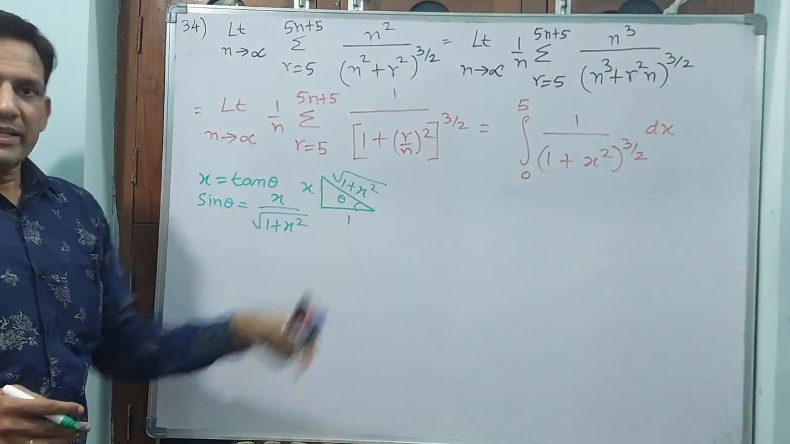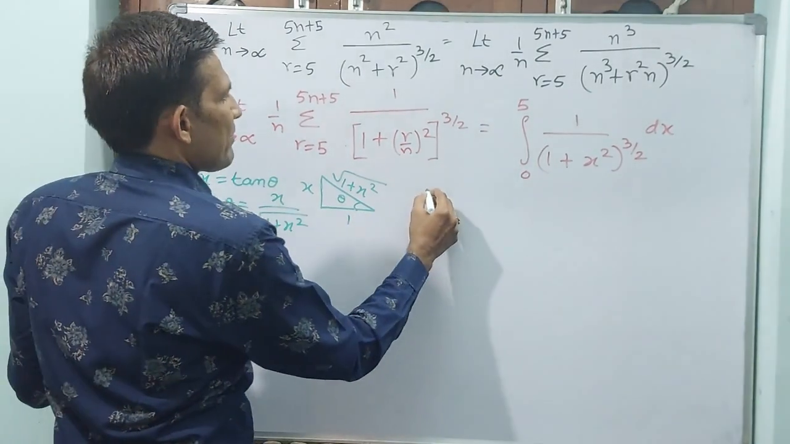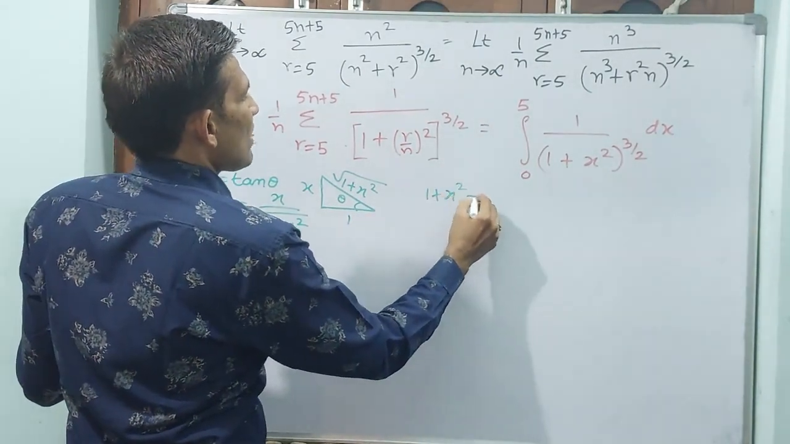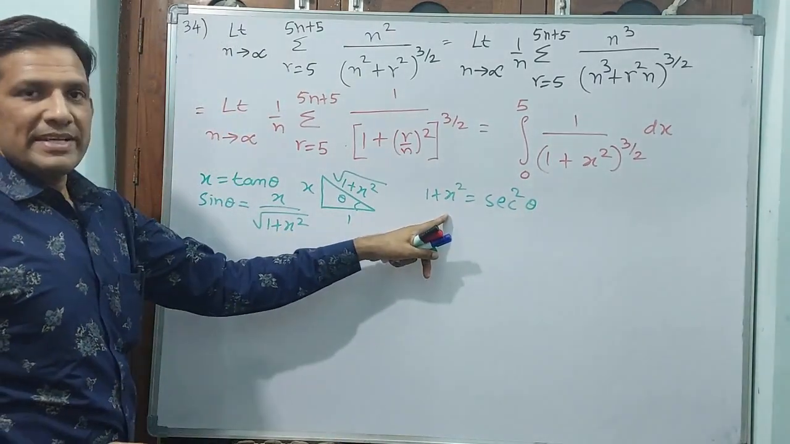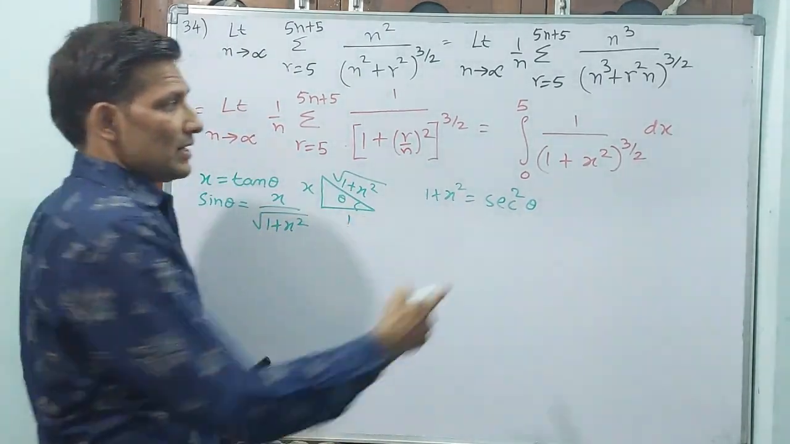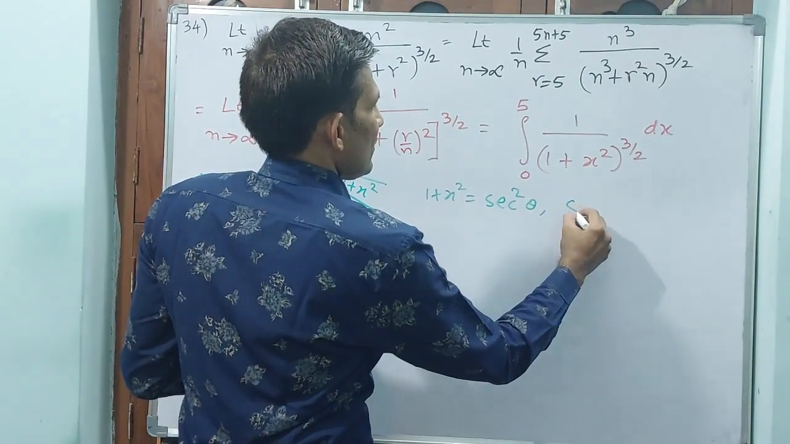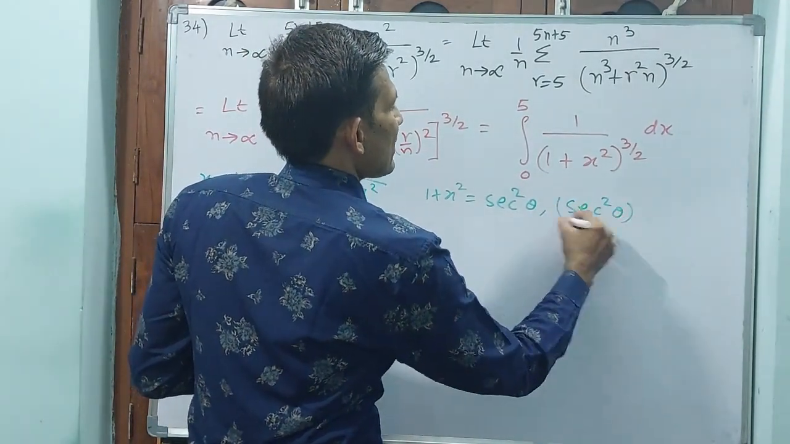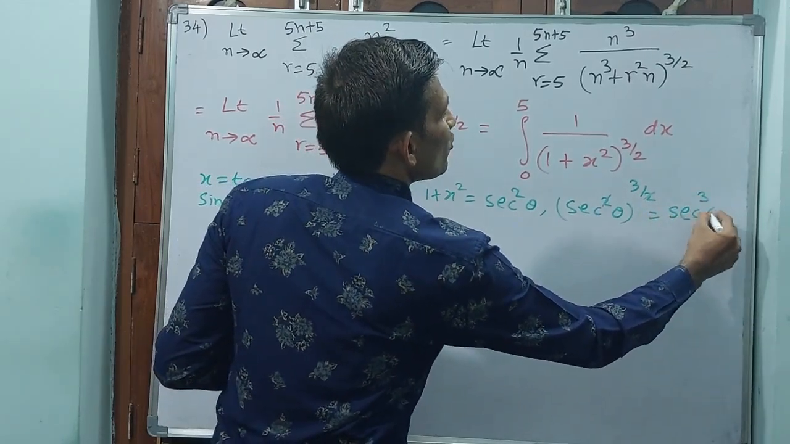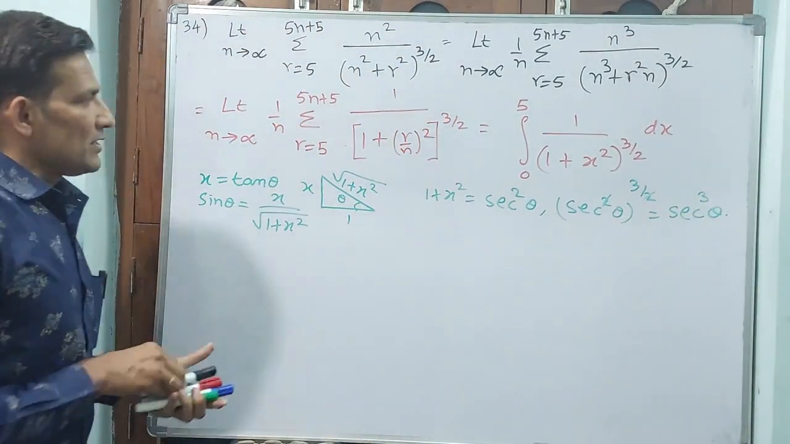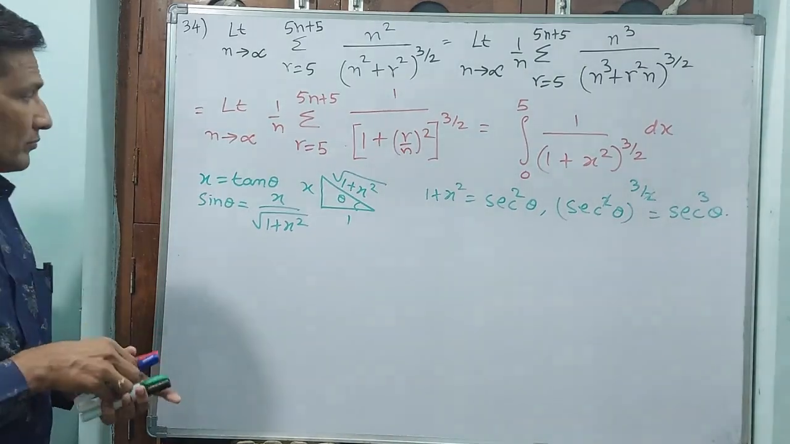x is equal to tan theta you have taken. Then what will happen? 1 plus x square is equal to secant square theta, 1 plus tan square theta is secant square theta. Now you see, secant square theta, but power 3 by 2, the 2 is going to get cancelled out. That means it's secant cube theta. That is one thing. Another thing.